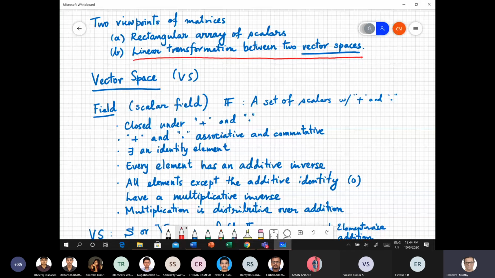But for now, I'm just saying that there are two ways to view matrices. One is a rectangular array of scalars. The other is that a matrix represents a linear transform between a pair of vector spaces. And the key point is that any linear transform, so I need to define vector spaces. There is an object which is called a vector space. If I define two vector spaces and a linear transform between these two vector spaces, that can be represented as one and only one matrix. So there's a unique, one-to-one mapping between linear transformations between two vector spaces and the space of matrices. We'll come to that shortly.